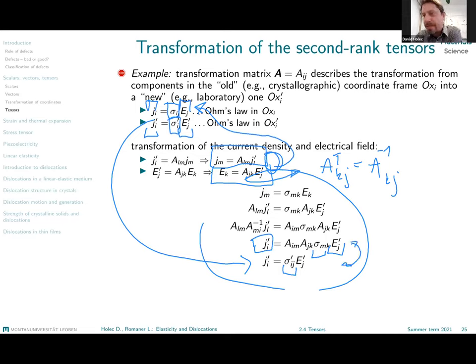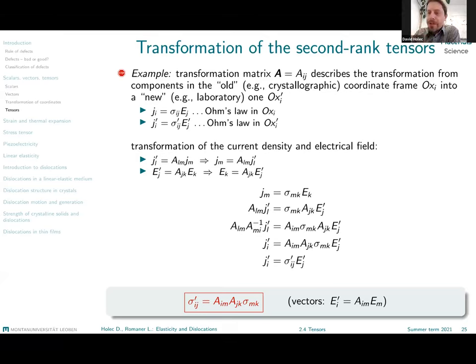So from these two last lines, it must follow that the primed components of the conductivity tensor are related to the unprimed components of the conductivity tensor multiplied by two transformation matrices here. So this is our final expression that we have here. And please do not forget that in fact here we have a sum over which indices? Anyone? Over index M and index K. Let me just check if you are still here. Okay, there is someone here. That's good. So we have the summation over these two indices, M and K.